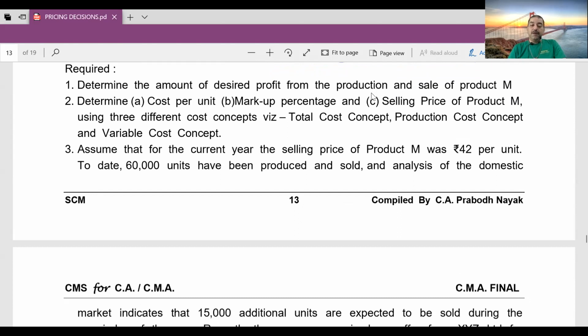Second, determine cost per unit, markup percentage, and the selling price of product M using 3 different cost concepts. So cost per unit, markup percentage, and selling price using total cost concept, production cost concept, and variable cost concept. First, I will take total cost plus the markup, your desired profit, find out the markup percentage, find out the selling price. Then I will take the production cost and do it. Then I will take only variable cost and do it, like that.